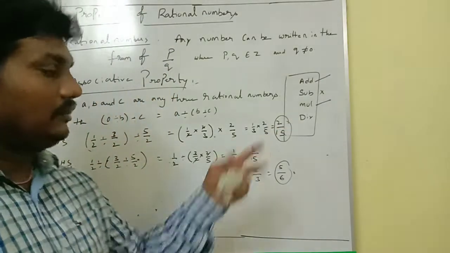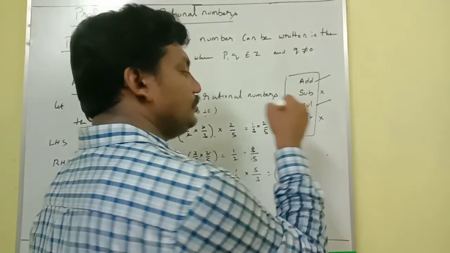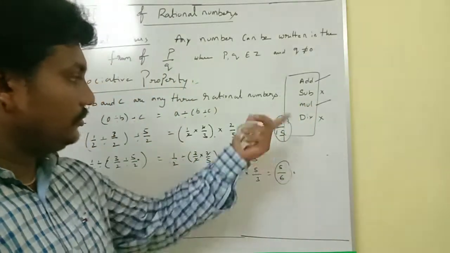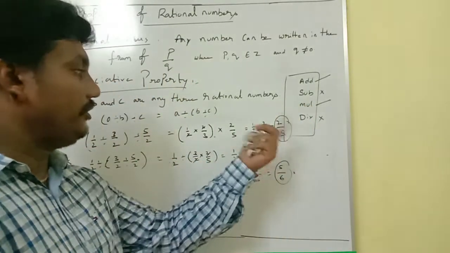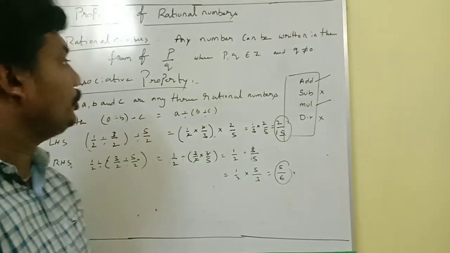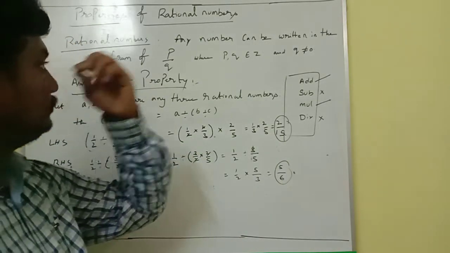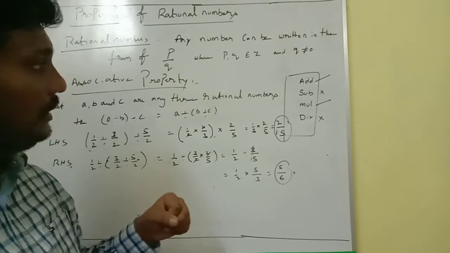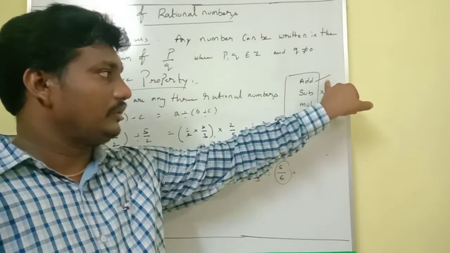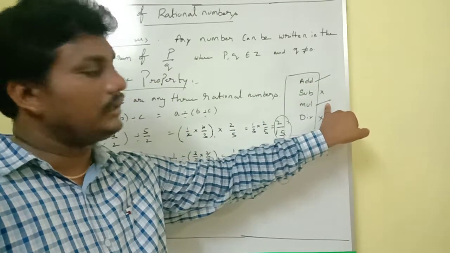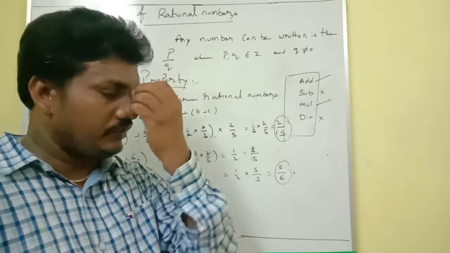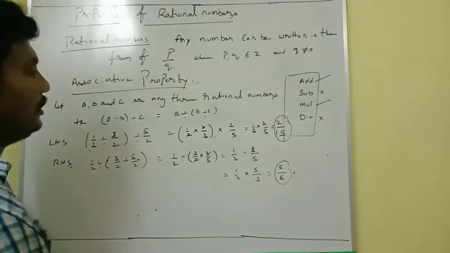So it is not suitable. Division is not suitable. So associative property is not suitable over division. So the associative property of rational numbers is suitable for addition and multiplication, but it is not suitable for subtraction and division. So this is a very important topic.